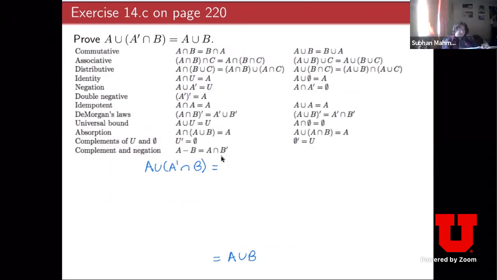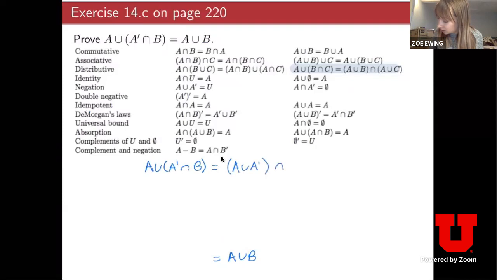So is there someone who wants to take a stab at what the first property we're going to use is? Distributive. So we can use this distributive property. Oh, whoops. That is associative. That one. There we go. And we can say that A union with A complement intersect with A union B. And you want to cite, we used the distributive property.